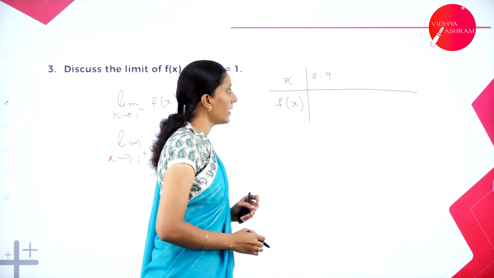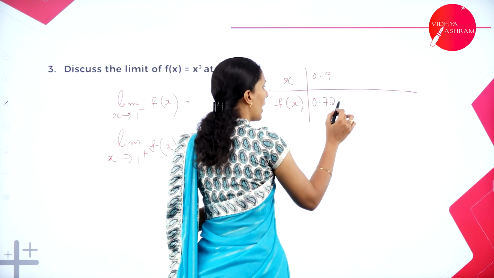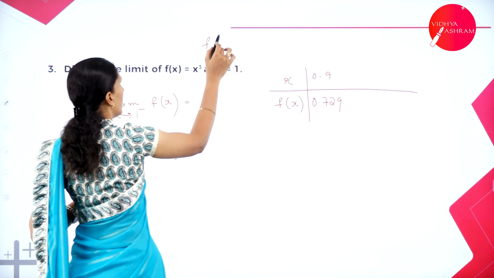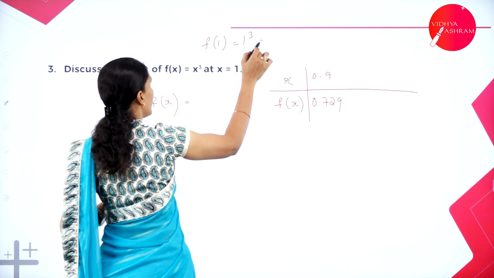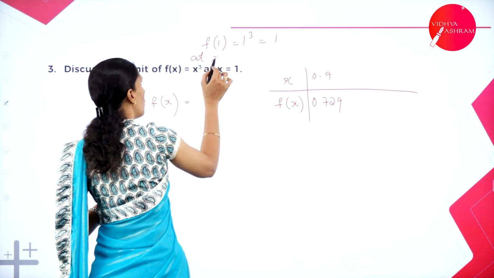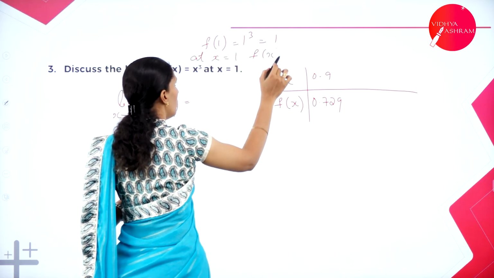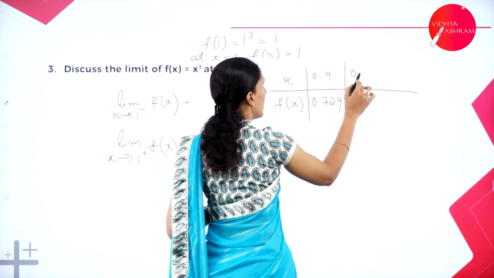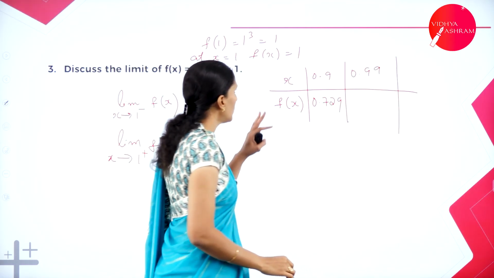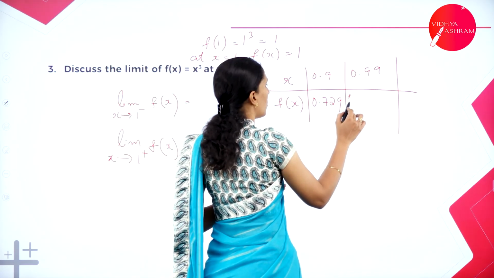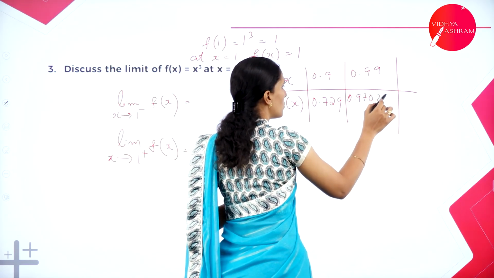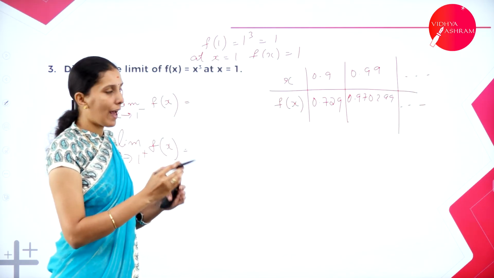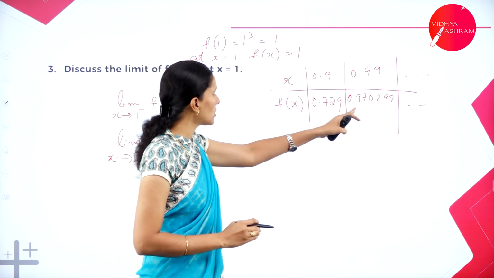That is 0.9, then the value will be 0.729, which is almost equal to the functional value. So f of 1, that is 1 cubed, is 1. So at x is equal to 1, f of x is also 1. Now let me take 0.99. What is the value? 0.99 whole cube is 0.97029. Similarly, when you take even closer values, you will get values close to 1 again.